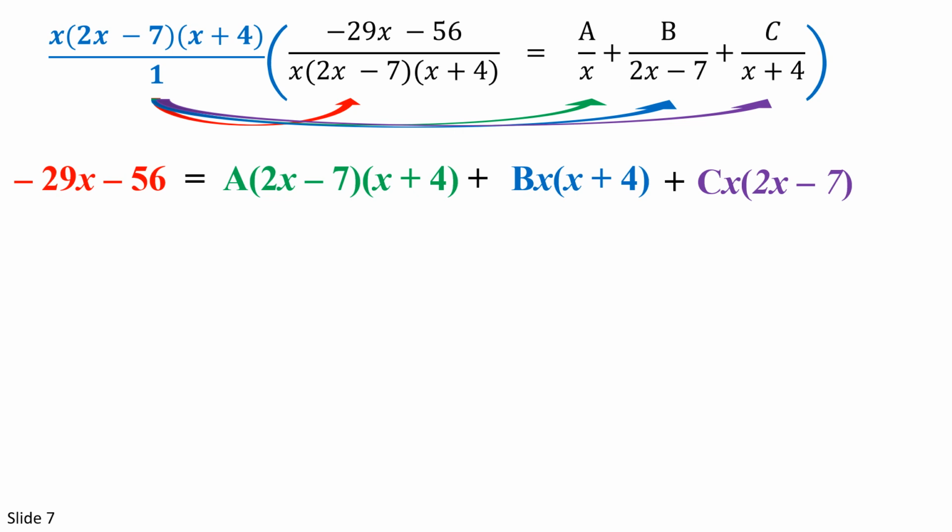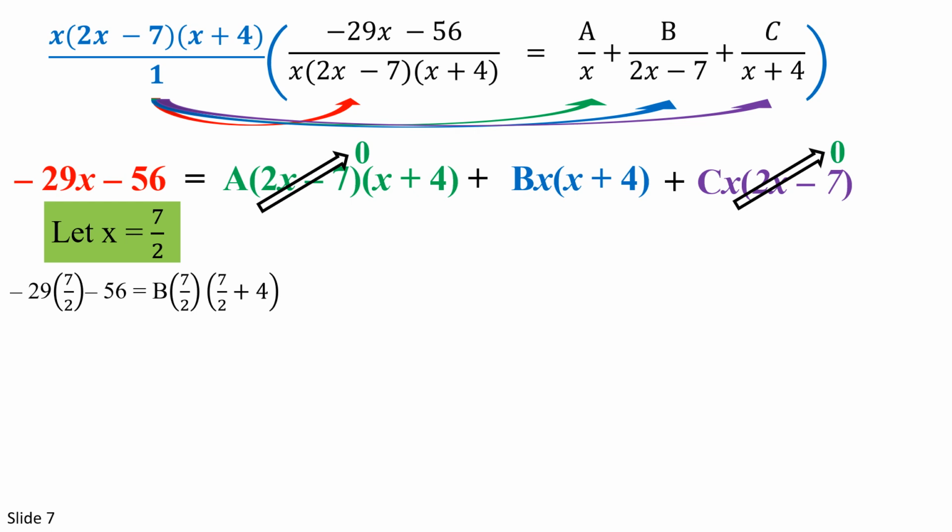And now the magic, right? Let's let x equal 7 halves. That's going to eliminate this one and the one at the end. So all we're left with is B. Plug in the 7 halves for all the x's. So negative 29 times 7 halves minus 56 equals B times 7 halves plus 4. So negative 203 over 2 minus 56 equals B times 7 halves times 15 halves. Negative 315 over 2 equals 105 over 4 times B. Now we'll multiply by 4 over 105, and we get B is negative 6.